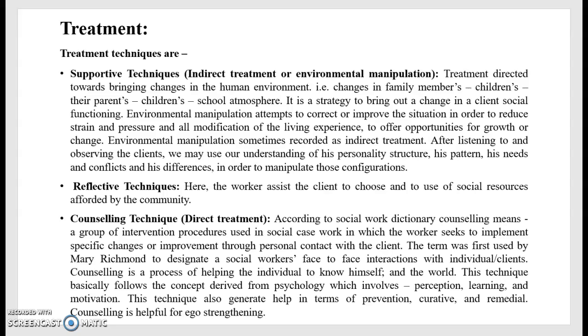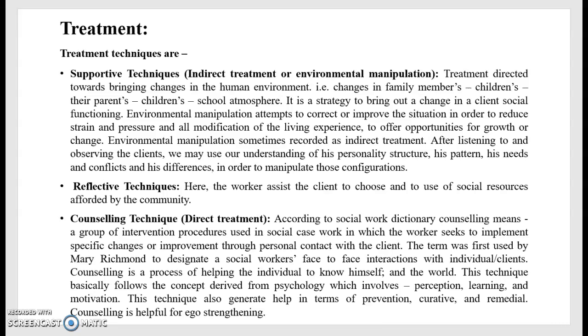After listening to and observing the clients, we may use our understanding of his personality structure, his pattern, his needs and conflicts, and his differences in order to manipulate those configurations. Reflective technique: here the worker assists the client to choose and to use the social resources afforded by the community. Counseling technique, which is considered as a direct treatment.